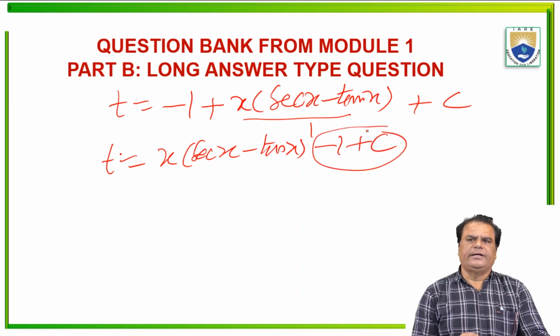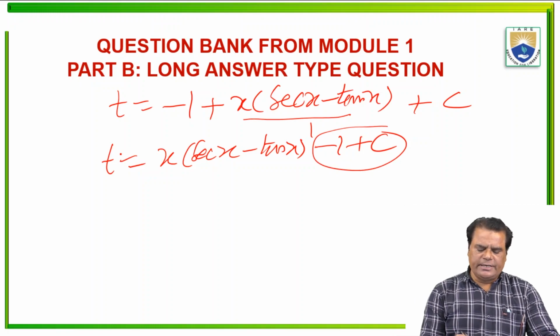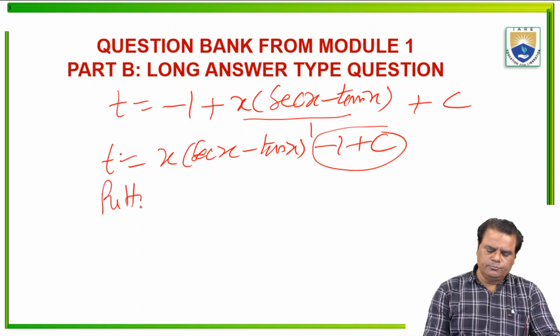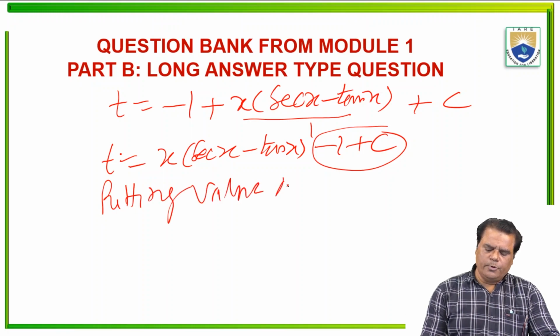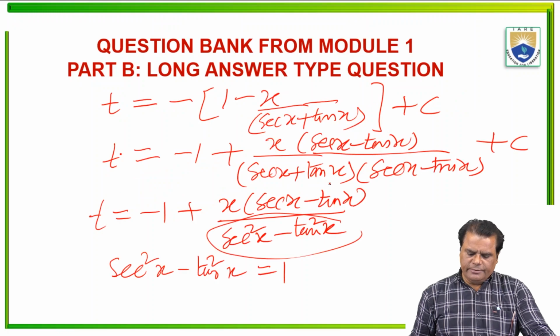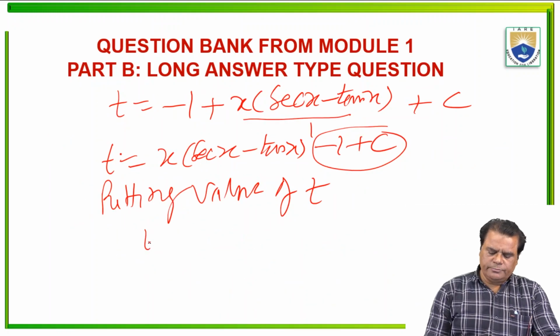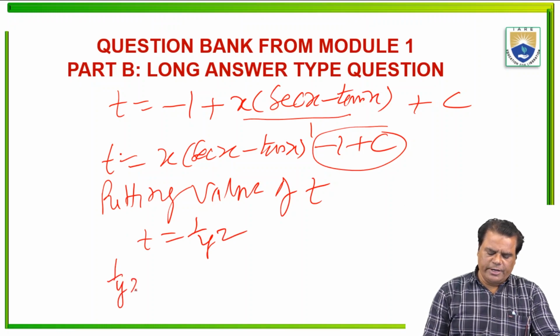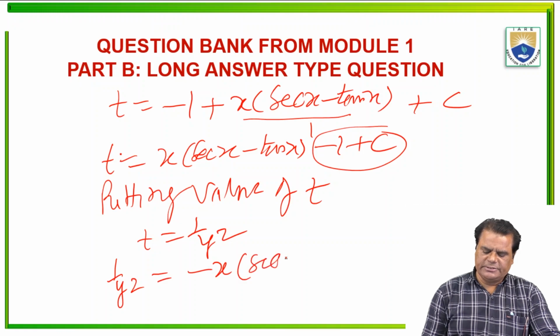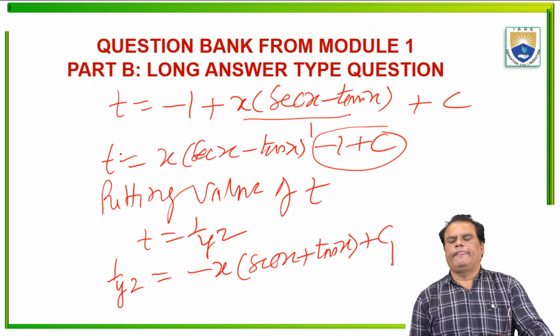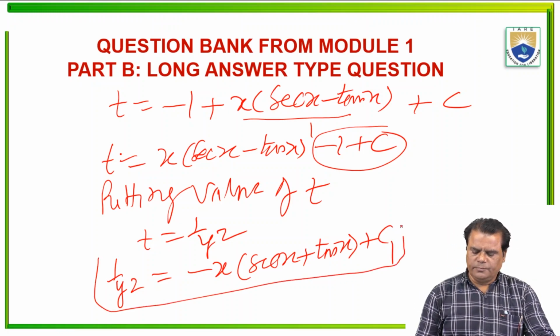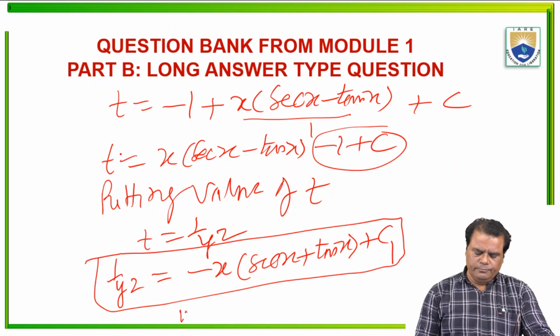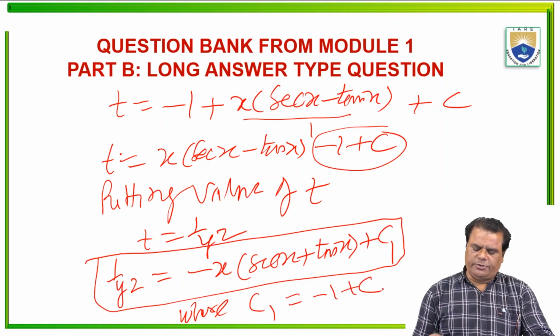So this is the total constant. Minus 1 plus C is a constant. Putting the value of t: what is t here? t is 1/y². So 1/y² equals minus x (sec x minus tan x) plus c1. This is the complete solution, where c1 is minus 1 plus C.